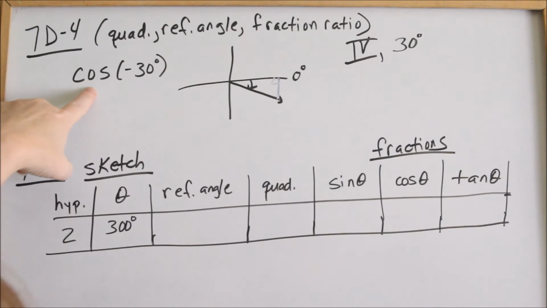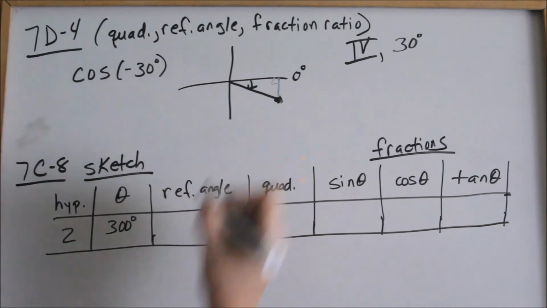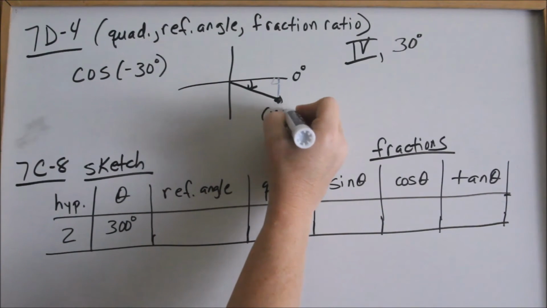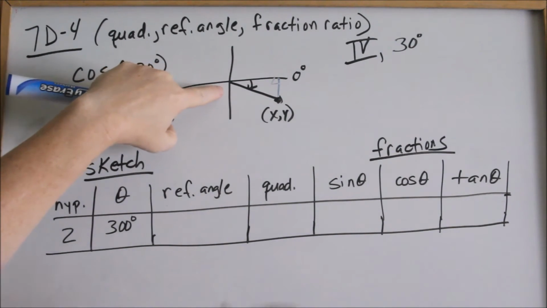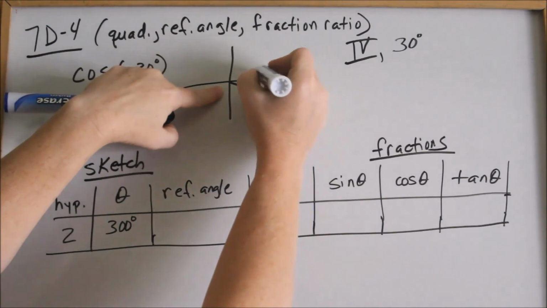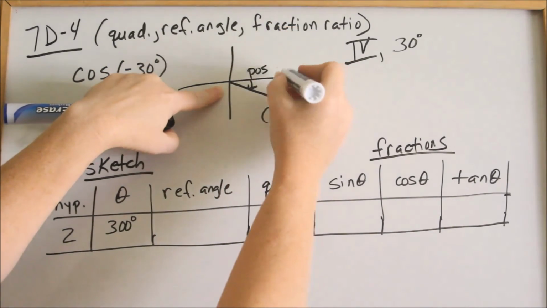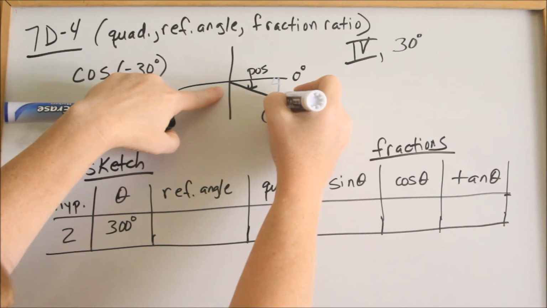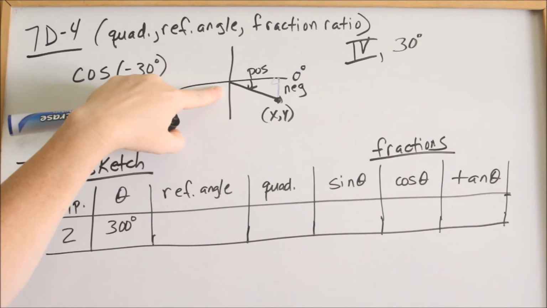Now I want to know the value of cosine of negative 30 degrees. So if I was at this point right there, it's going to have some x and some y coordinate, okay? Well, starting at the origin, to get to my x coordinate would be a positive value, because I have to go to the right, which is positive. Then to go down to get to my y value, or to get to that point, I went down. So that would be a negative. My y coordinate would be a negative value.